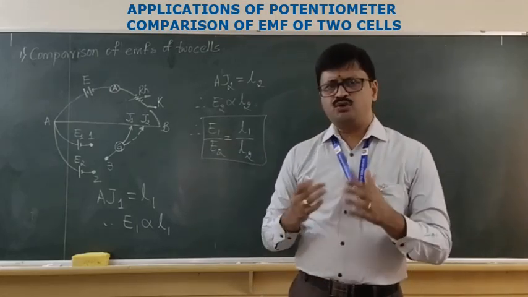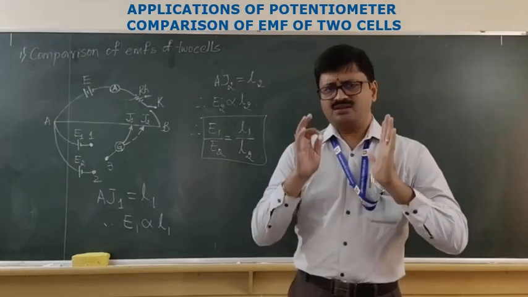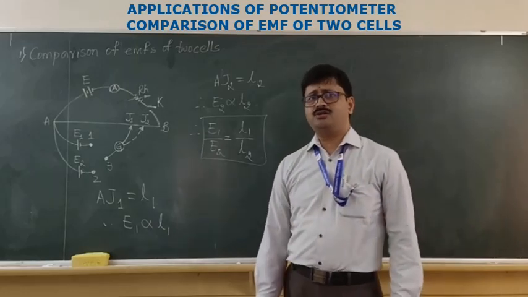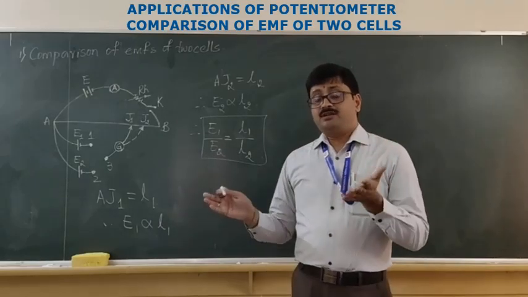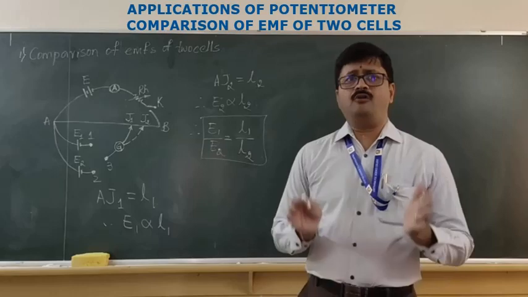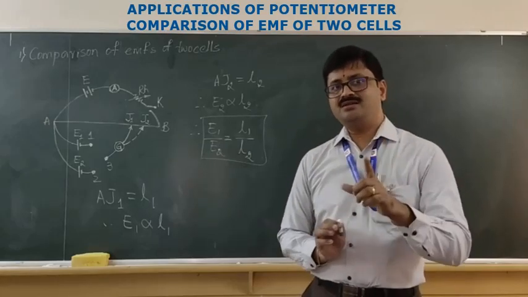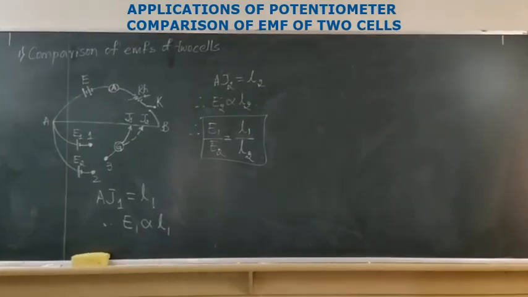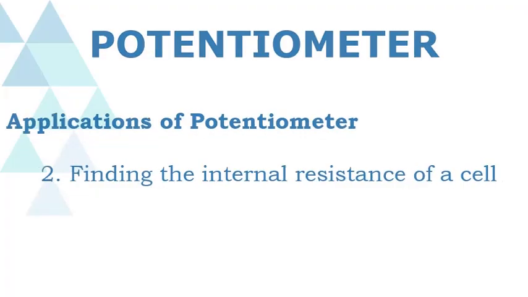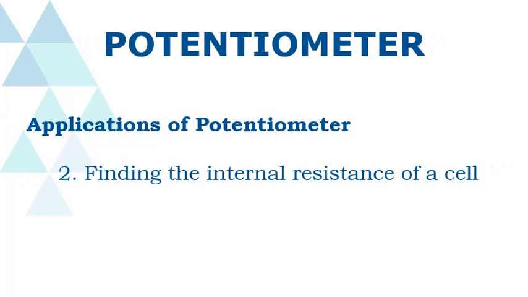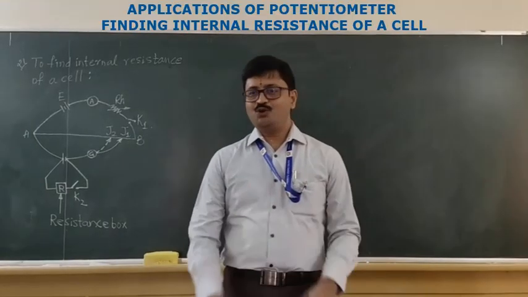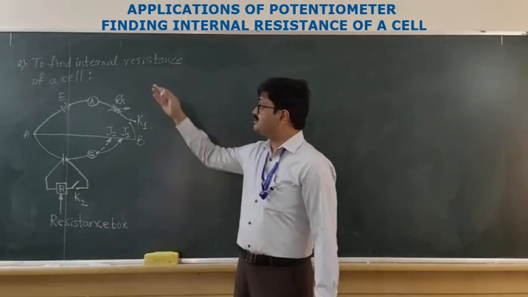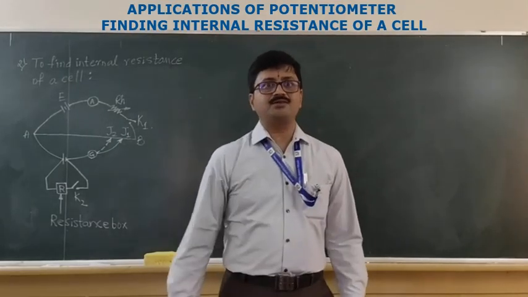Now, without much ado, let us move on to the next application of potentiometer, and that second application will be the measurement of internal resistance of a cell. That we will see as our next application. Now let's move on to the second application of potentiometer. It is to find the internal resistance of a cell.